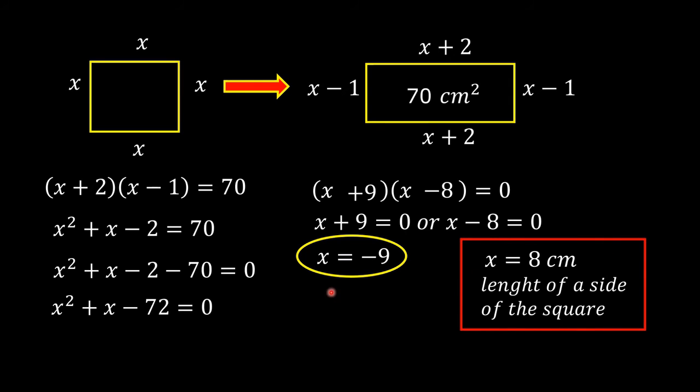We are not going to consider x is equal to negative 9 because the side of the square cannot be a negative number. So our answer, x is equal to 8 centimeters.